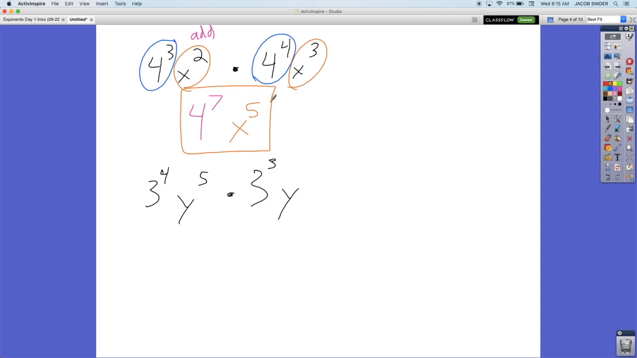All right, so match up what looks alike and go from there. Okay, let's do the next one. 3, here and here. Copy down with me, guys.